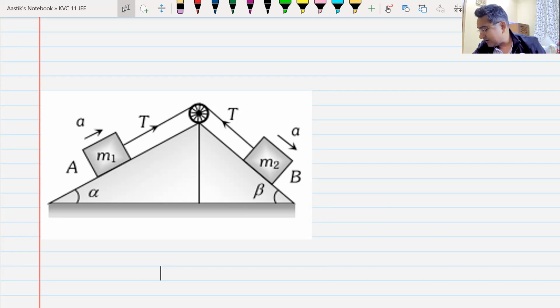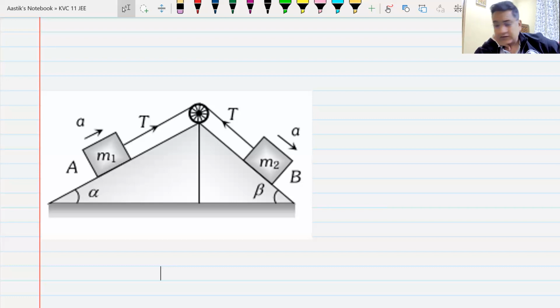In the diagram, the system is going on the side of M2. M2 is coming down. When will this happen? When will the block M2 come down and M1 go up? And when will M1 go down and M2 go up? Can anyone tell me? Do you understand the question? Yes or no? So, what is the answer?